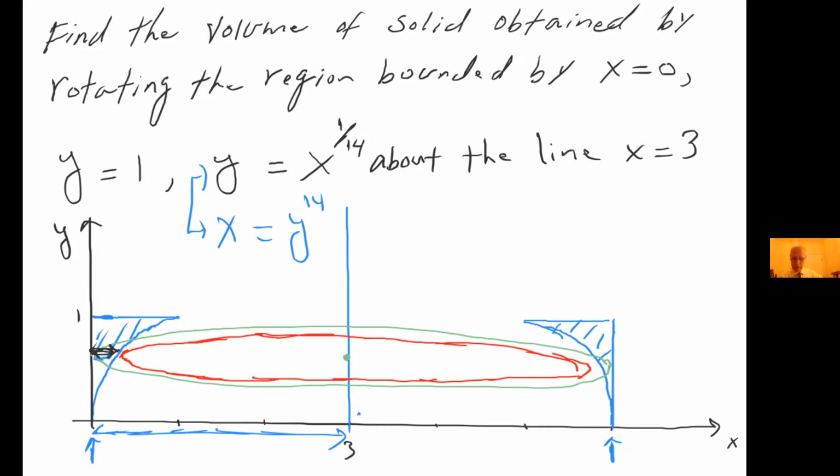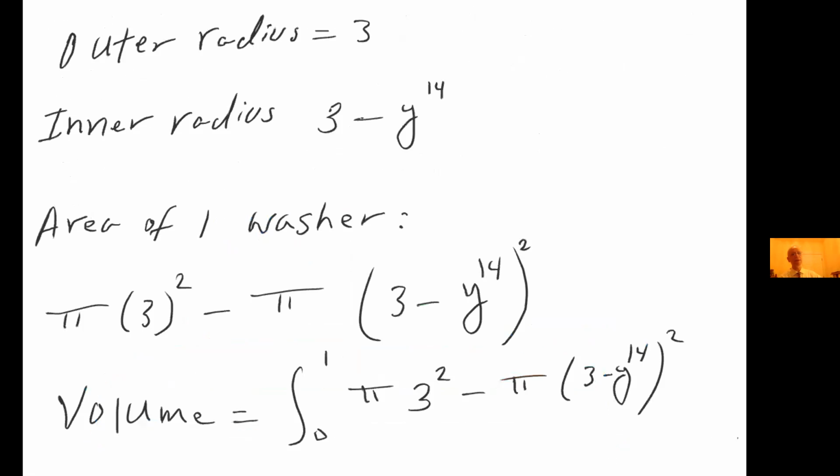So let's go to the next page. The outer radius this time is 3. The inner radius is 3 minus however much, as we move up, the x is getting a little bit more and more and more. And what's x? x equals y to the power of 14.